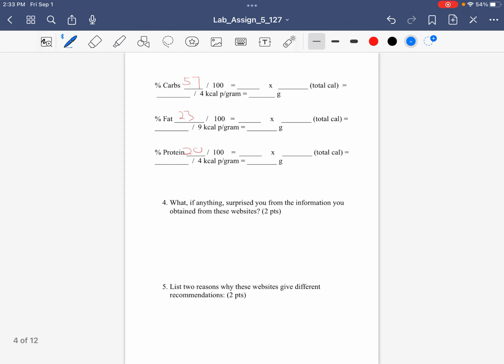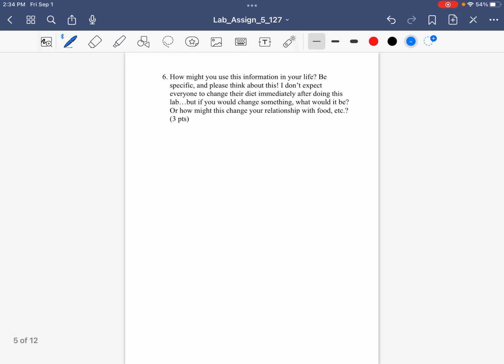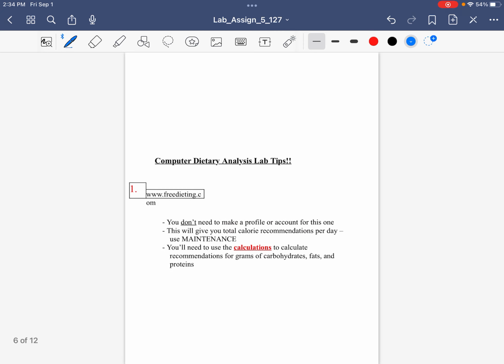All right. And then once you're done filling out the chart, there's some questions for you to answer. Number 4, 5, and 6. And don't forget, there are some tips here to navigate. I just did this, so it should still, unless the website's changed between today and when you get this lab, but it should be okay.